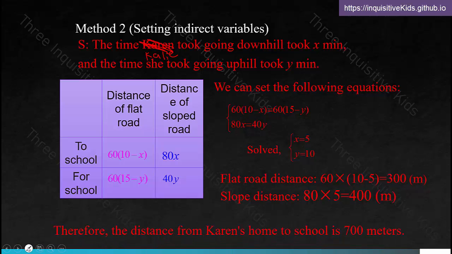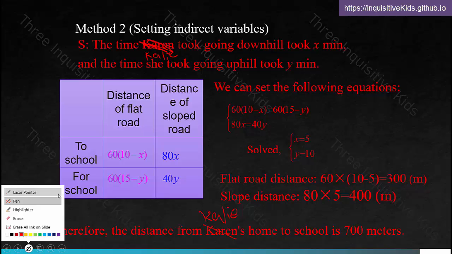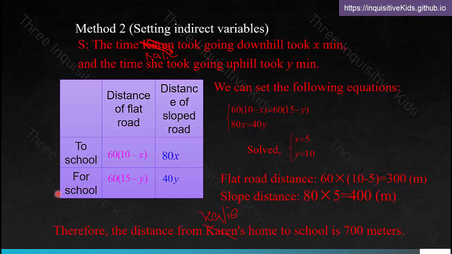Okay, so this should also be Kaylee. Oh my god. So Kaylee's home to school would be 700 meters. So right, to solve this problem, there are two different methods. You can either set their speeds, or you can set their times. So those solutions both work.